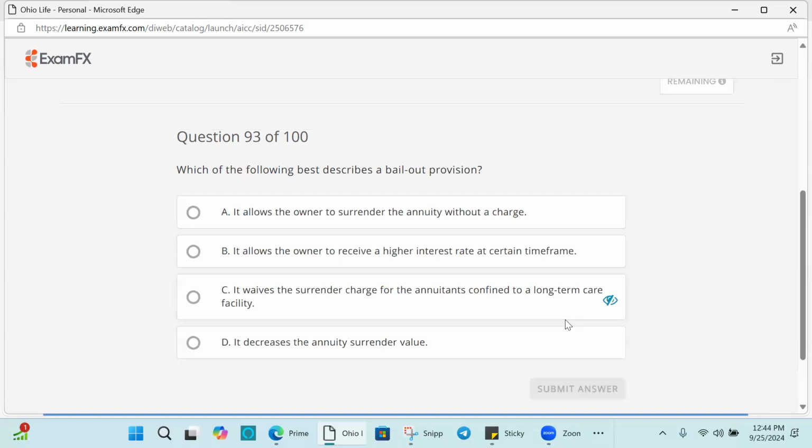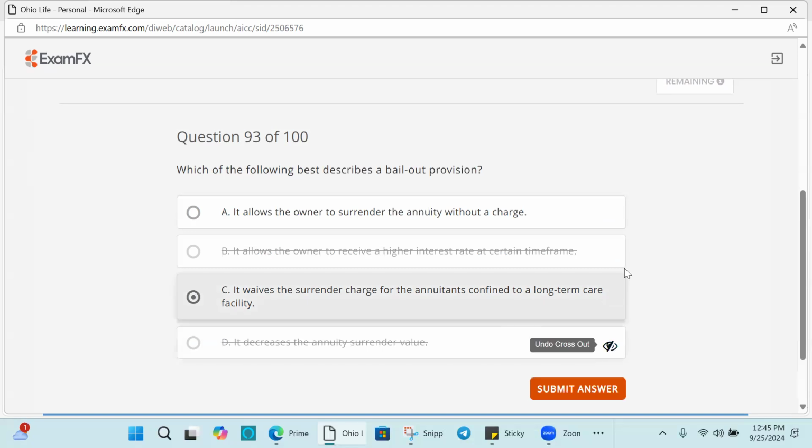Which of the following best describes a bailout provision? It allows the owner to surrender the annuity without a charge. It allows the owner to receive high interest rates at a certain time frame. It waives the surrender charge for the annuitant confined in a long-term care facility. It decreases the annuity surrender value. I think it's C.